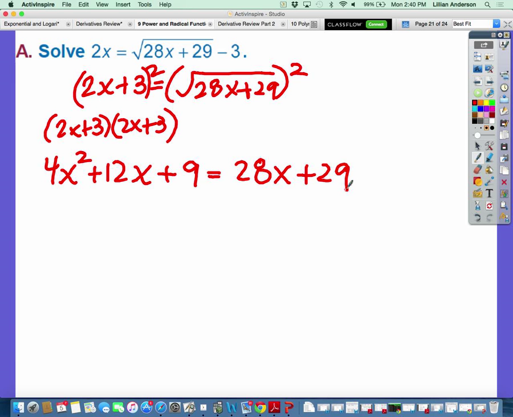You bring everything to the one side. Bring everything over. Because what is this actually? A quadratic. And we just did a unit on solving quadratic equations. So I subtract the 28x over, subtract the 29, and I have a nice quadratic that I can solve. Can I factor this? First thing you look for when you factor is, is there a common factor? Yep. What is it?